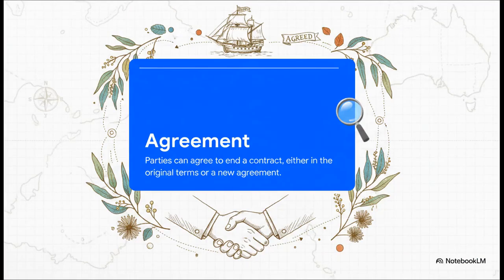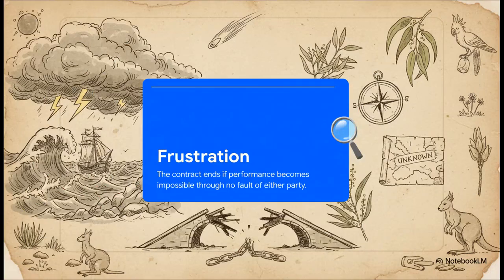Second way is by agreement. This is pretty much what it sounds like. The people involved can just mutually decide to walk away from the deal. They shake hands and call the whole thing off. Our third rule is called frustration. This covers those totally unforeseeable events, an act of God kind of thing, that makes it genuinely, physically impossible for either side to do what they promised.